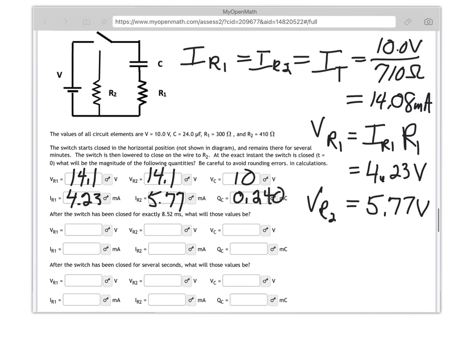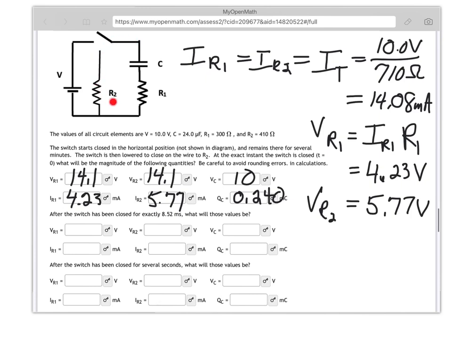Okay, so we start with the capacitor, since its voltage can't change instantaneously. The capacitor was at 10 volts, so when it comes down it has to start at 10 volts, and it was fully charged at 0.240 millicoulombs, and that's what it'll start at, and it'll decay. But the capacitor will decay through the resistors.